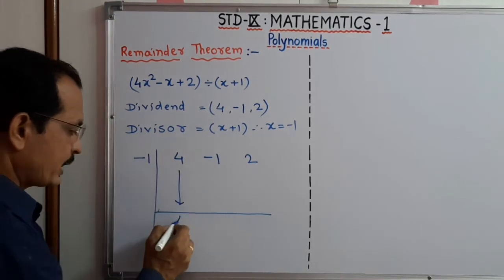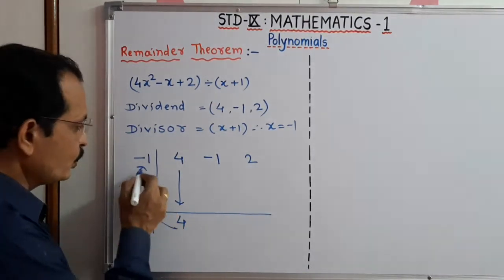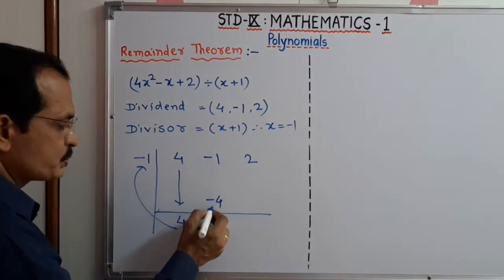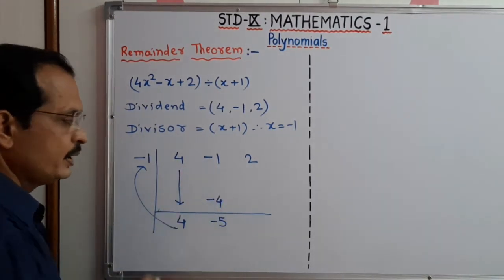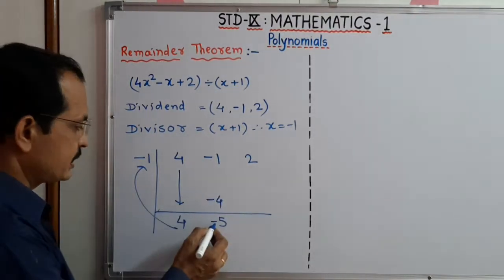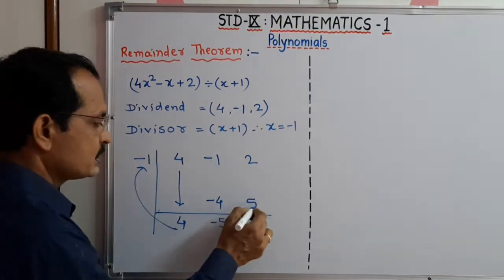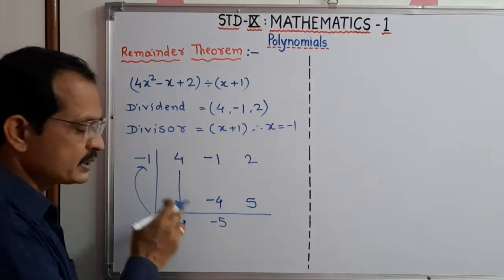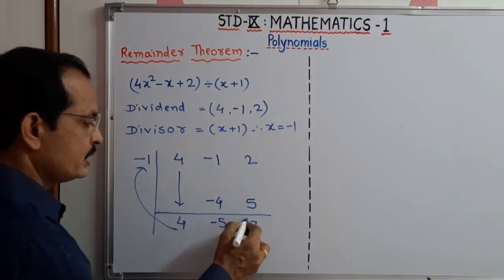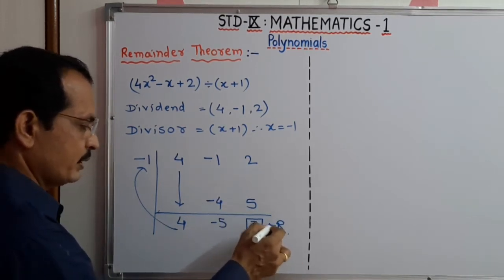This 4 we take as it is. Then multiply this 4 with minus 1. 4 into minus 1 is minus 4. And minus 1 and minus 4 is minus 5. Signs are the same, therefore we do the addition, and the minus sign. Now minus 5 into minus 1 will be plus 5. Both have the same sign, therefore 5 plus 2, dear students, is 7. Now what is this 7? Yes, correct, it is the remainder.